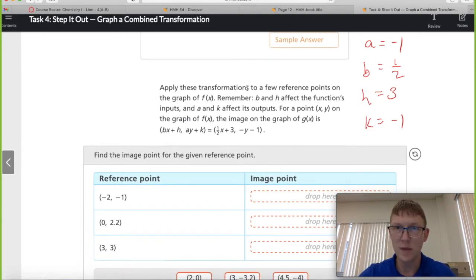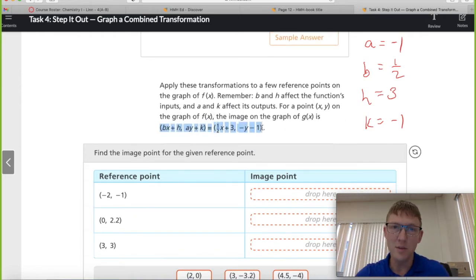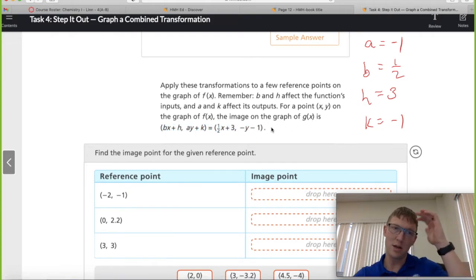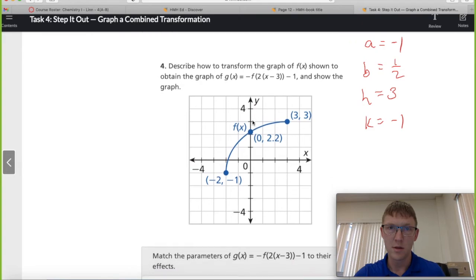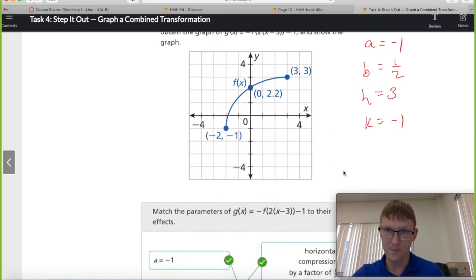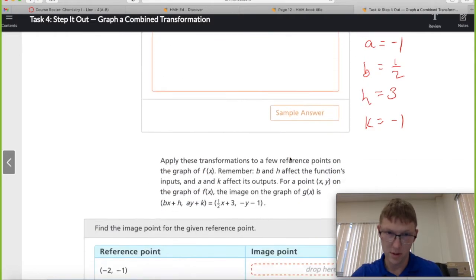So apply these transformations to a few reference points on the graph of f of x. Remember, b and h affect functions' inputs, and a and k affect its outputs. For a point x and y on the graph of f of x, the image of the graph of g of x is this. So basically what they're saying is, if you imagine and think through what all of these different things would do to their reference points, notice they give us some reference points here. So you can apply these transformations to each one of these reference points. And then you can come up with new reference points.